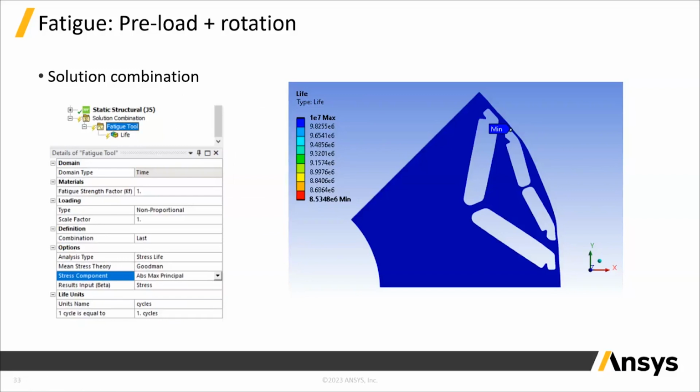For the two loading steps here, solution combination works just fine. Using solution combination and the fatigue tool in Mechanical, we can calculate the fatigue life based on different mean stress theories. Here Goodman's theory is used. And again, we can calculate fatigue life based on the two loading steps. And we found the minimum fatigue life is about 8.5 megacycles here, and again, it satisfies the design specifications.